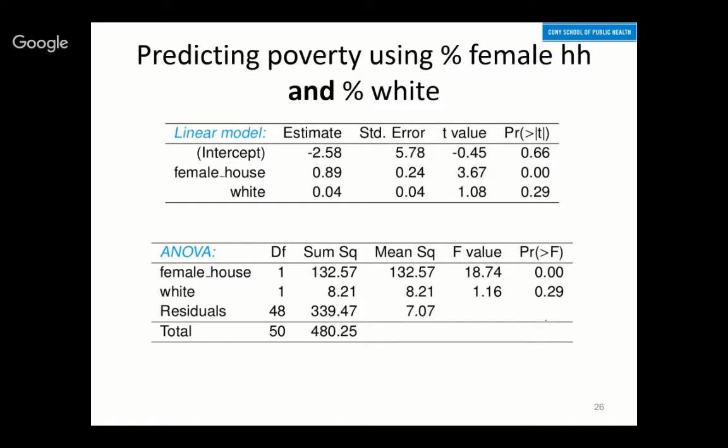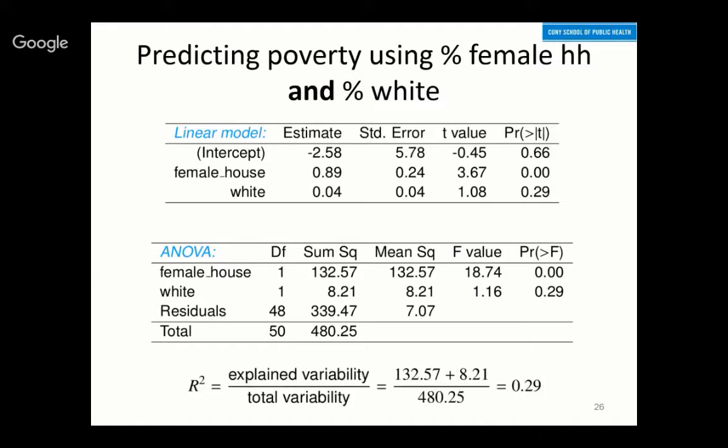Okay, so let's look at a multiple linear regression with female householders and self-reported number or fraction of whites. Our linear model output, the regression output, gives you these coefficient estimates, these things you're getting kind of used to. And then the analysis of variance output doesn't give you any coefficients, but it gives you all of your degrees of freedom and sum of squares that we'll need for calculating coefficient of determination.